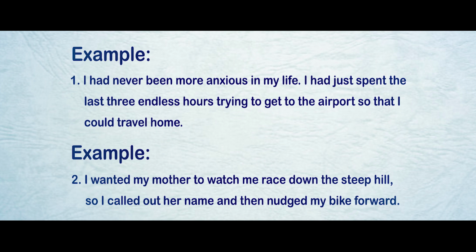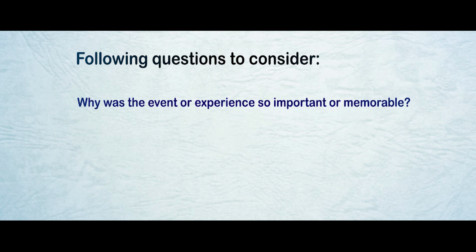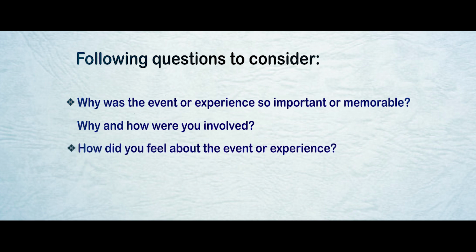Now, in order to be on track, you may ask the following questions to yourself. Why was the event or experience so important or memorable? If you're writing about your experience, a memorable thing or a day, you may ask, did I include that? Why and how were you involved? Are you writing about yourself? Are you involved in the event or the experience? How did you feel about the event or experience? You may just have a small detail about your feeling. This means the mood.